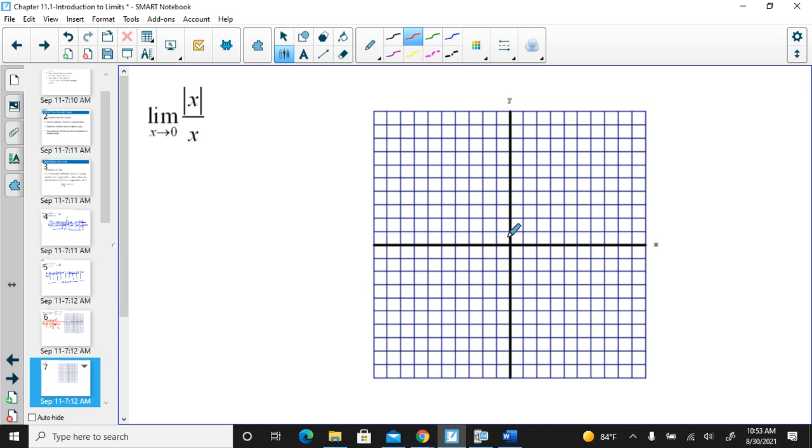So let's start way out here. Let's do -10. Well, what's the absolute value of -10? 10. And what's 10 over -10? -1. So at -10, I have the point (-10, -1). What about at -9?